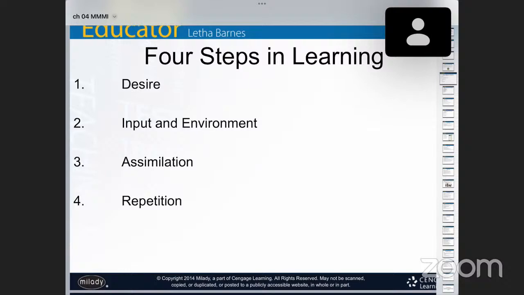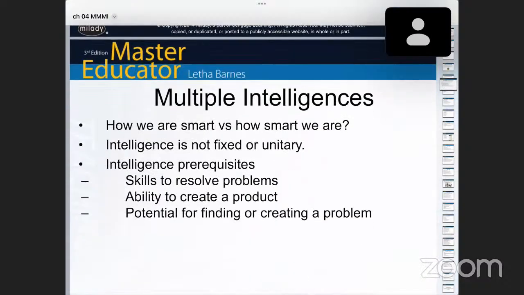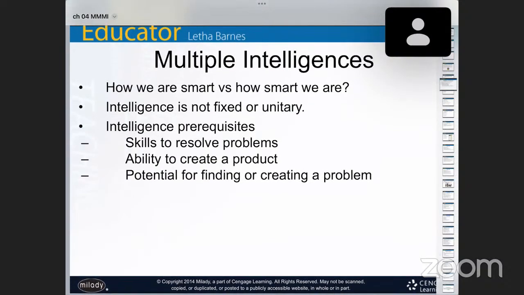And then I can start to repeat it. Then we have learning taking place. When we talk about multiple intelligence, some people may say how we are smart versus how smart we are. I think every intelligence has a level of smartness, okay? When I say intelligence, we also talk about learning styles. So the level of intelligence of each individual can be different, and you'll never have 2 people that learn the same. Okay. There's always something.